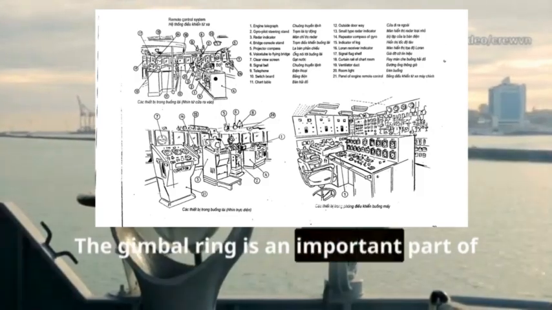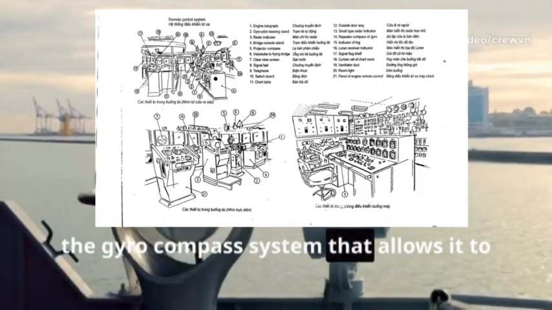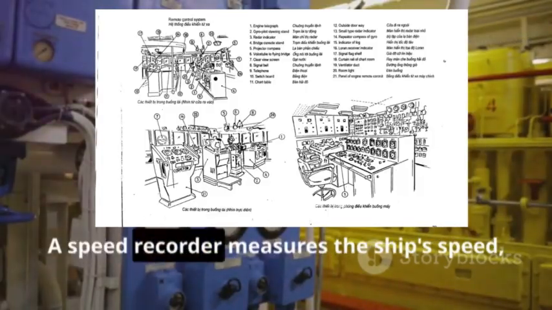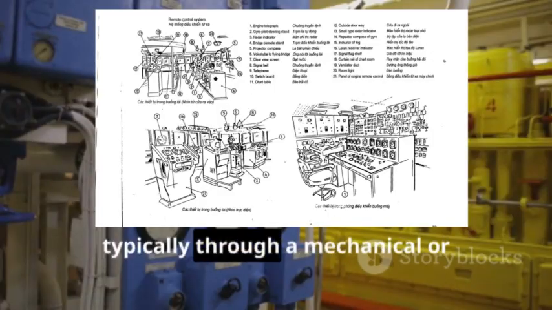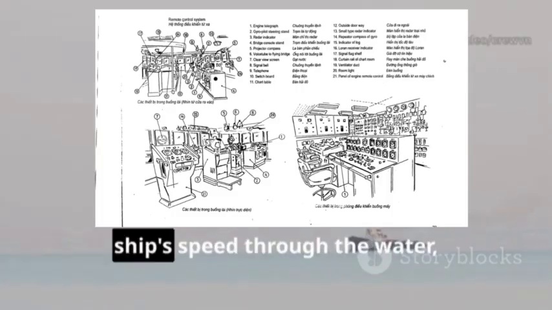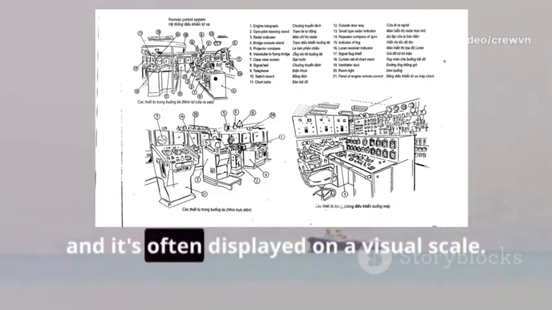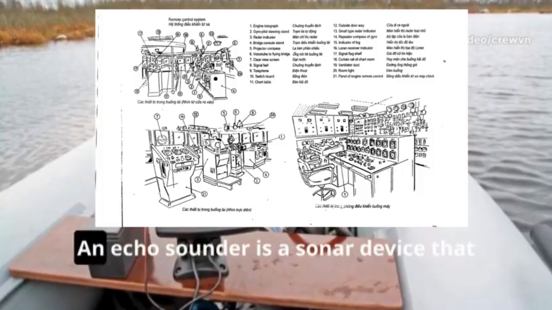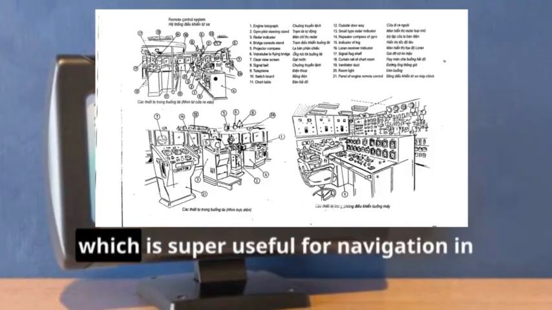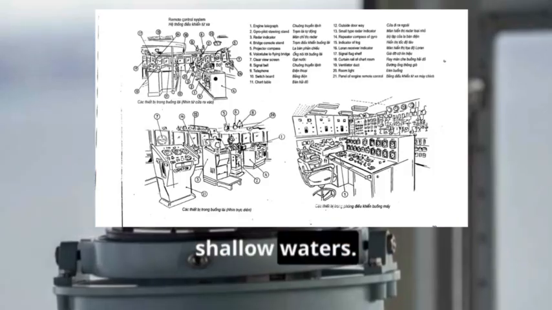The gimbal ring is an important part of the gyro compass system that allows it to remain level and unaffected by the ship's movement. A speed recorder measures the ship's speed, typically through a mechanical or electronic device. The towed log is used to measure the ship's speed through the water, and it's often displayed on a visual scale. An echo sounder is a sonar device that measures the depth of water beneath the ship, which is super useful for navigation in shallow waters.